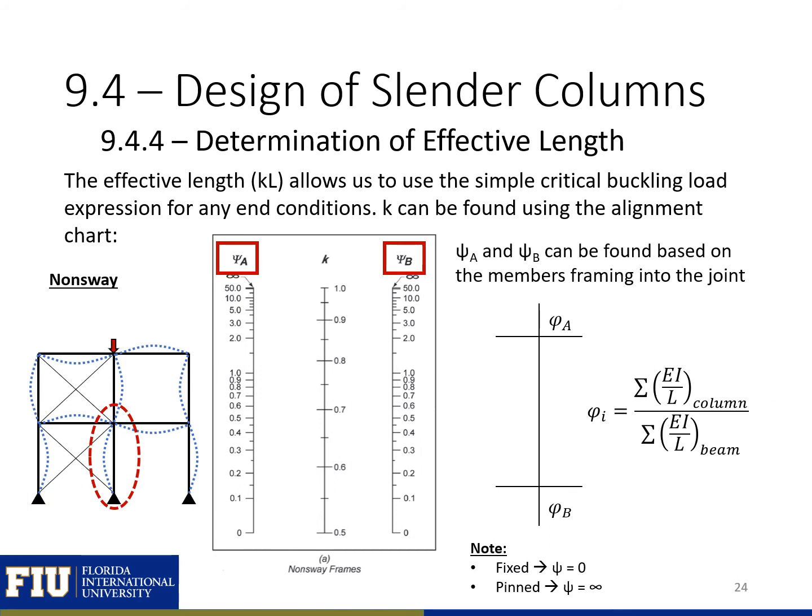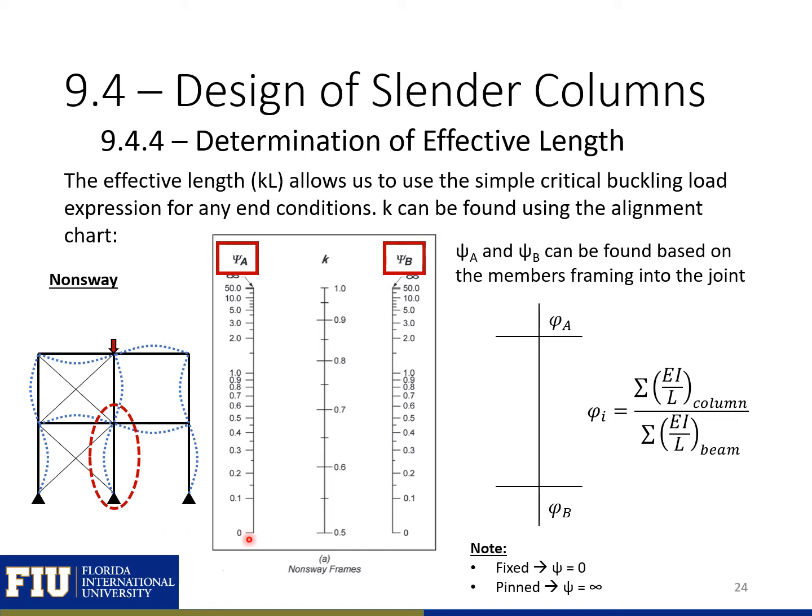To use these alignment charts, we must find the psi factor for each of our end conditions, for the end condition A and for the end condition B. The psi factor is the summation of the column EI over L values divided by the summation of the beam EI over L values. The beams provide stiffness to the columns to restrain the columns from buckling. The psi factor varies between 0 for a fixed case and infinity for a pinned case.